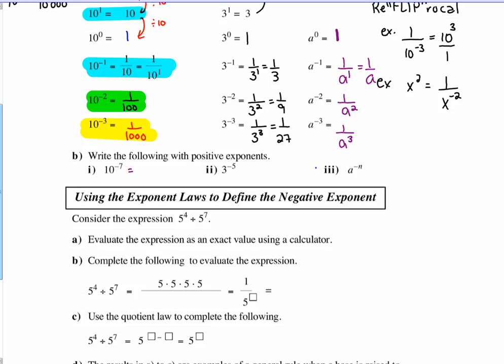10 to the power of negative 7. How do I write this with positive exponents? 1 over 10 to the power of 7. Good. How do I write 3 to the power of negative 5? 1 over 3 to the power of 5. And a to the power of negative n is 1 over a to the n.